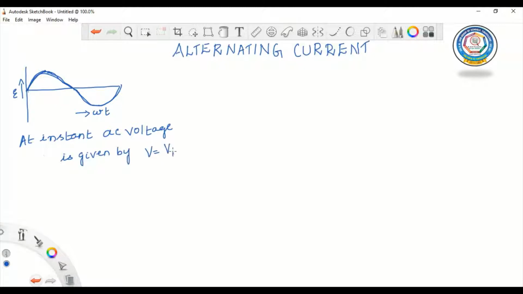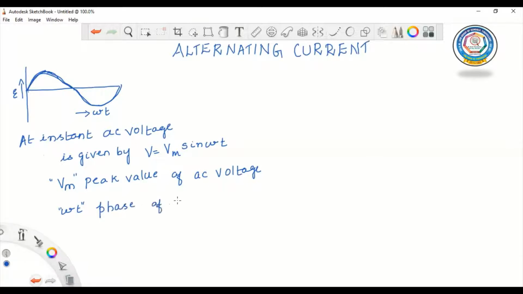V is equal to Vm sine omega t. What is this V here? V is the instantaneous value of alternating voltage, and Vm is the peak value of AC voltage, and omega t is the phase of alternating voltage.